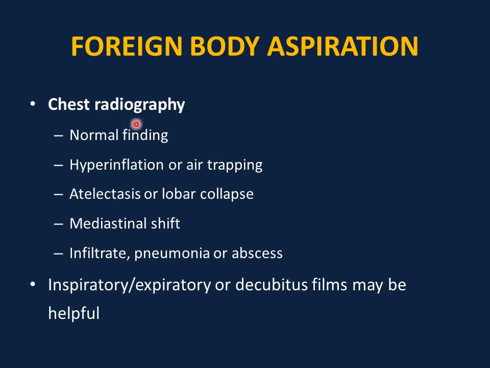Common radiological findings in cases of foreign body aspiration. Normal finding: when you order a chest x-ray for foreign body aspiration, the x-ray may come normal and the foreign body is still there. Hyperinflation or air trapping: if the foreign body is causing partial obstruction, it will act like a valve and cause air trapping, and the mediastinum may shift in this case to the opposite side.